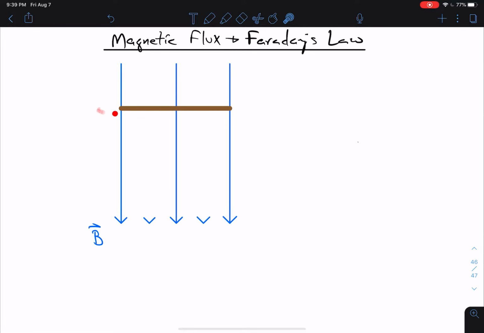And so you can see this brown line here, which represents some kind of area or loop or plane you might think of. I've only got 3 field lines passing through it, but with a stronger magnetic field, I've got more field lines passing through it. Now let me talk a little bit about this brown line.